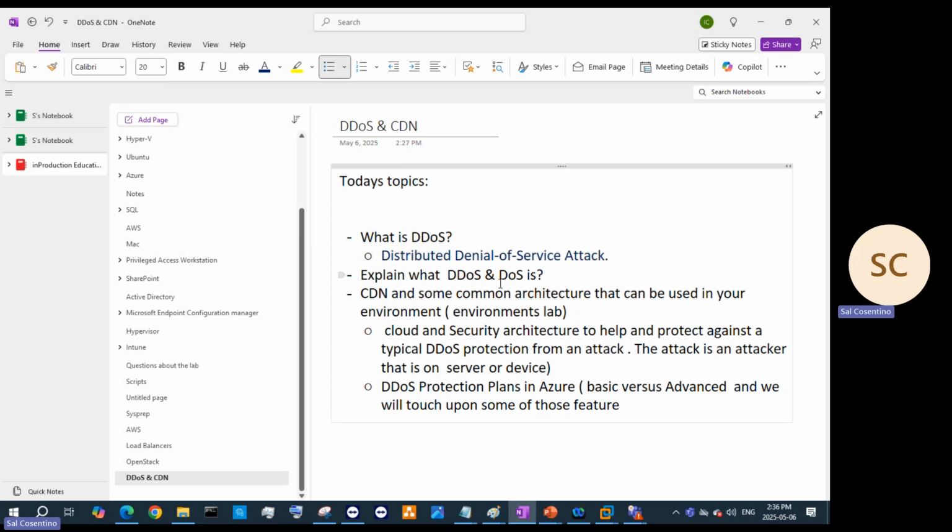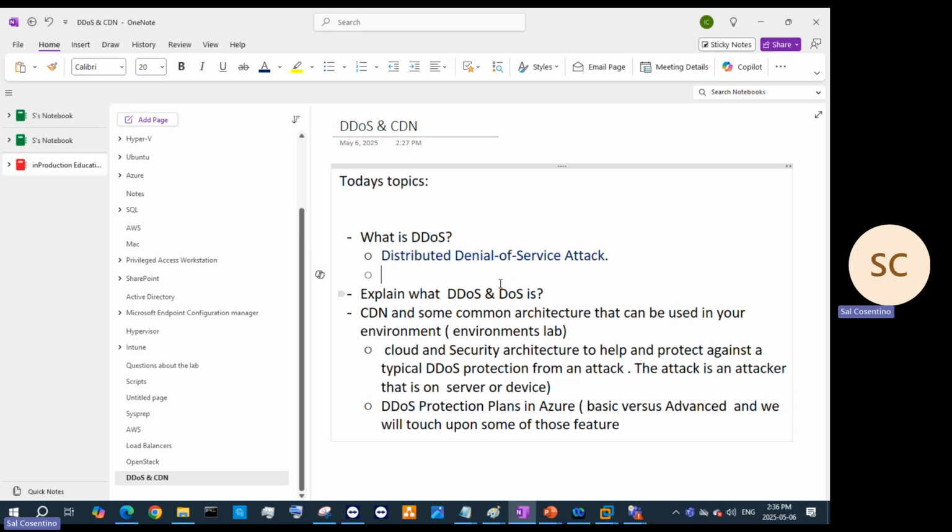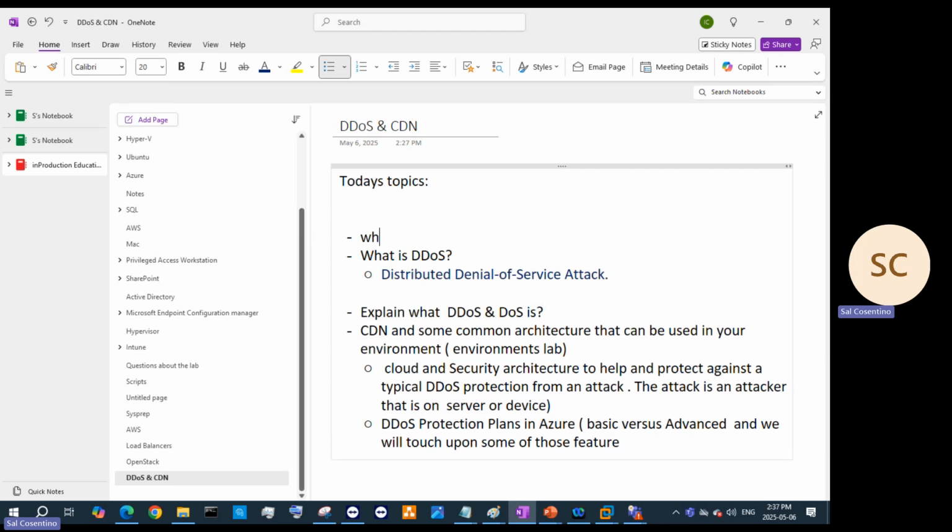Well, what does that mean? Basically, it's a more sophisticated version of DOS, right? For example, it uses... actually, you know what? Let's explain what DOS is first, because you might need to understand what DOS is first. So let's say, what is DOS?